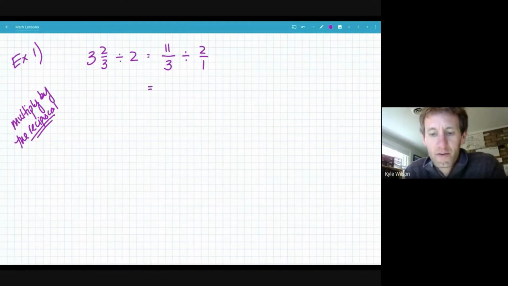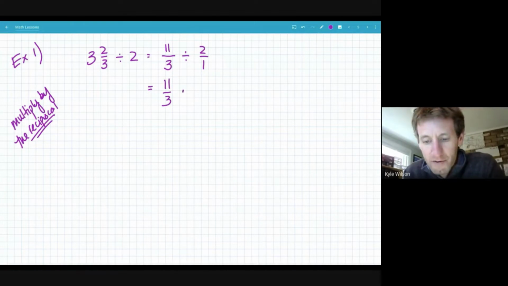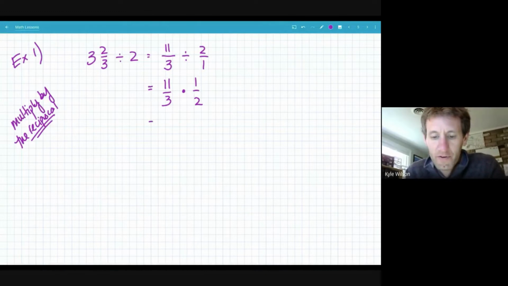So I'll stack my equal sign and rewrite again. I will keep 11/3 just the way that it is. But then I'm going to multiply by the reciprocal, which the reciprocal of 2 over 1 is 1 over 2, or 1/2. Then I'll multiply just how I always have done. 11 times 1 is 11, and 3 times 2 is 6. So that's one answer that you might get, 11/6.